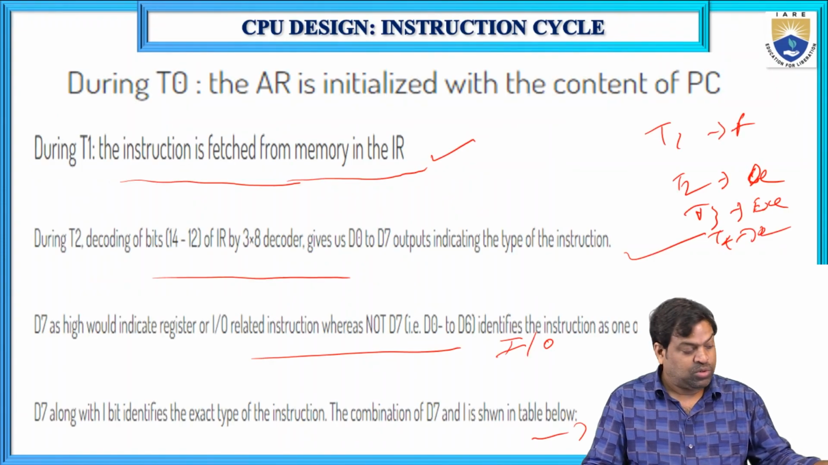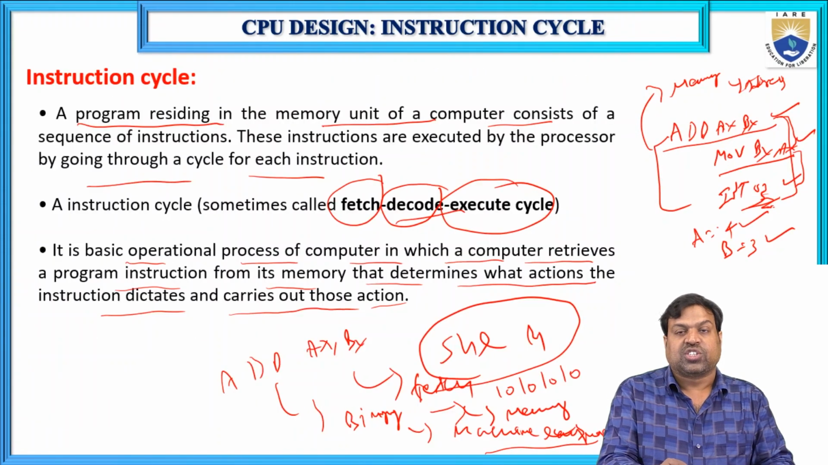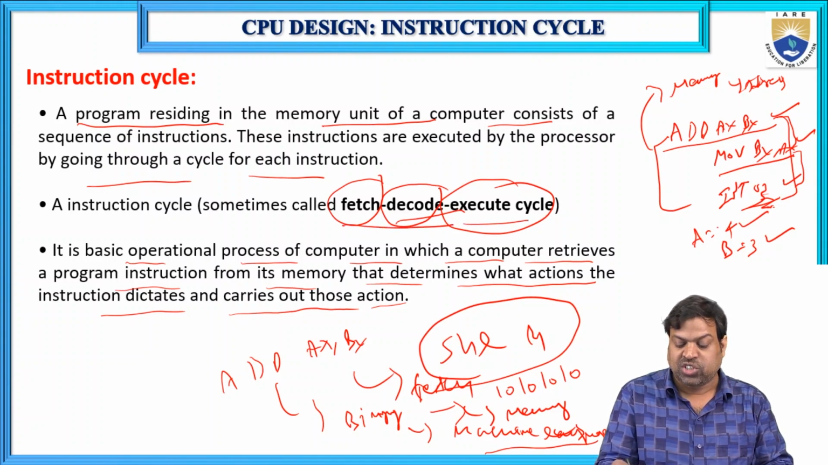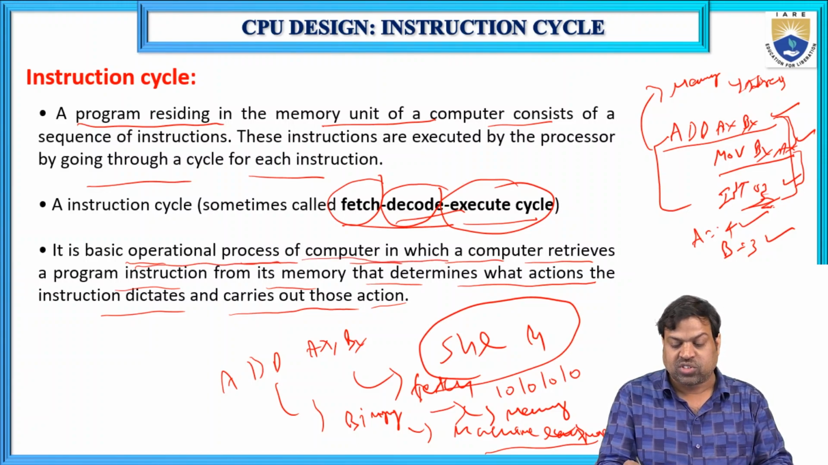So we have discussed the instruction cycle. In the instruction cycle, a program residing in the memory unit of a computer consists of a sequence of instructions. These instructions are executed by the processor by going through a cycle for each instruction, that is fetch, decode and execute. So this is the basic operational process of a computer.